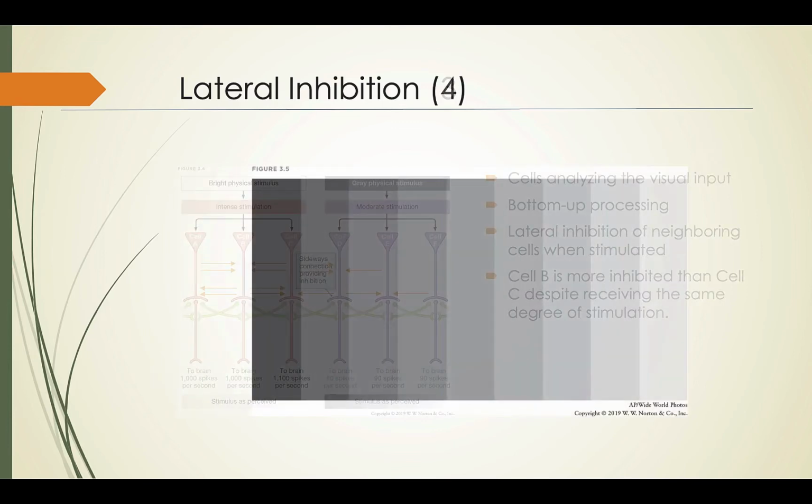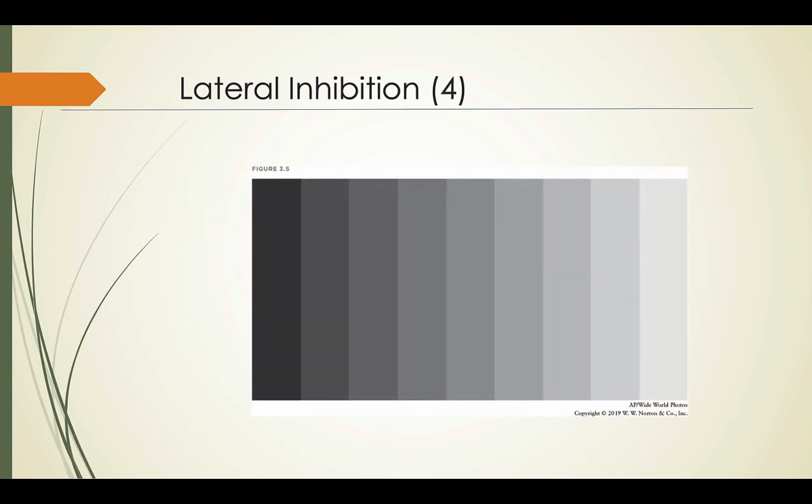This exaggerated contrast at the edge of a stimulus is known as edge enhancement. This phenomenon helps us perceive where one stimulus ends and another begins, but it can also produce an optical illusion known as the Mach band illusion.